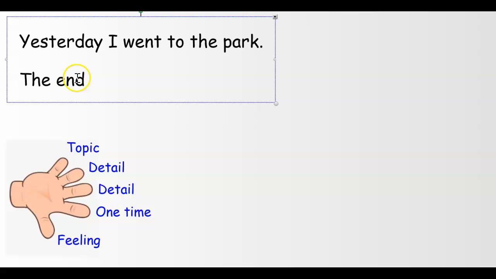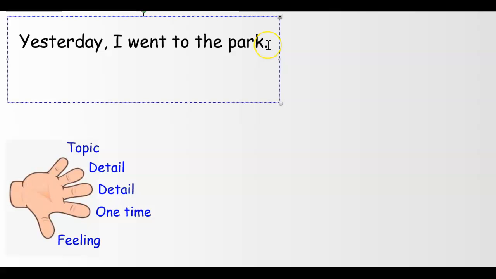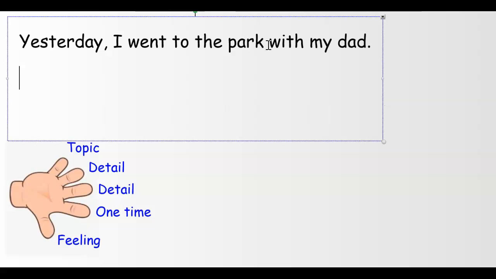So let's start. I'm going to take away the end because my story's nowhere near finished. And I'm going to look at it again. Yesterday, I went to the park. Let's add a detail. Let's add with my dad. Now I'm done that sentence, so I need a period. Then I need to add another detail. So what did I do at the park? Let's say I went, I need a space between my words. I went on the swings.